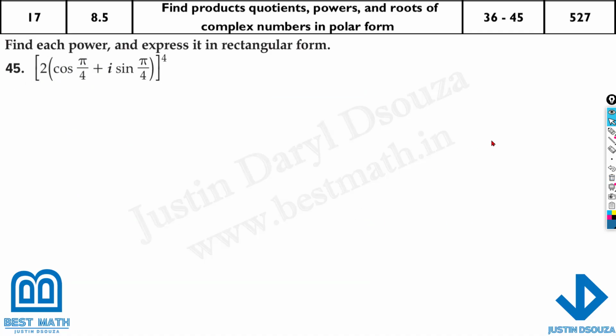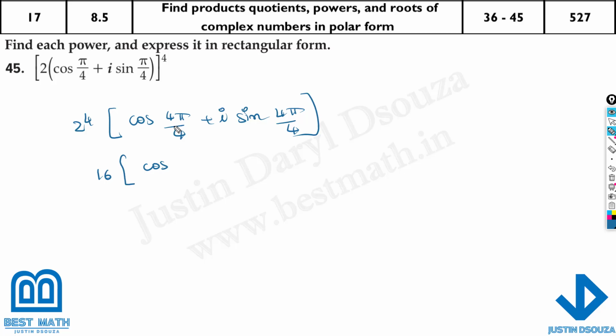That's it. And even the last one is going to be an easy one. It's going to be 2 to the power 4 times cosine 4 pi by 4 plus I sine 4 pi by 4. And now we will solve it up. 2 to the power 4 is 16. That is multiplied by cosine pi, that's 180 degrees, which is minus 1, plus I sine pi, that is 0. So here we will have 16 times minus 1 plus 0. So minus 16 must be the final answer.